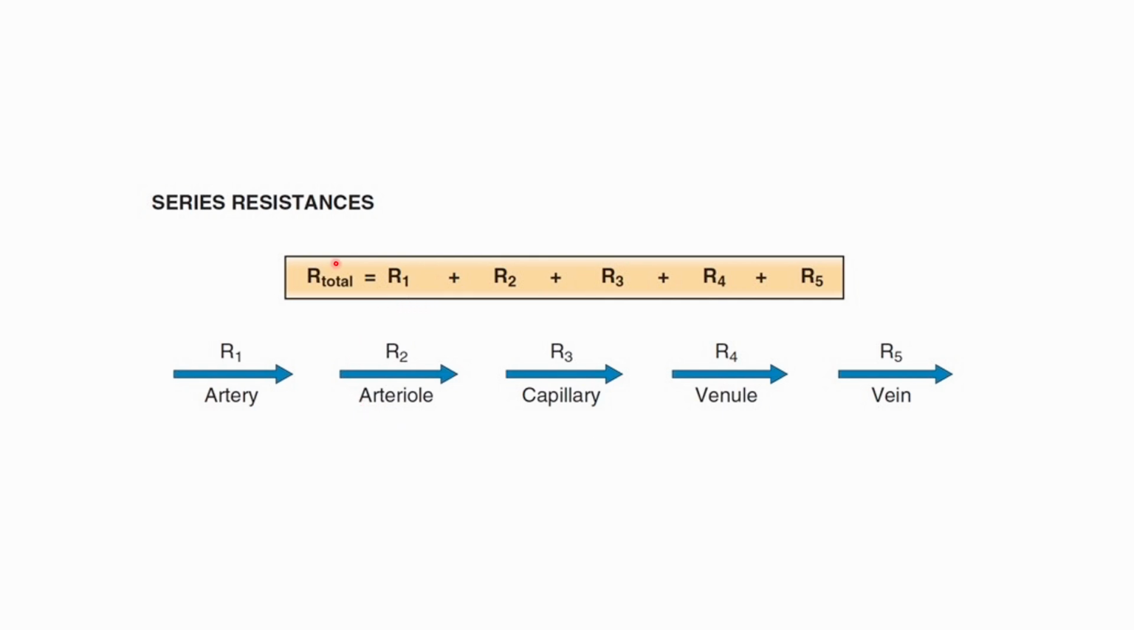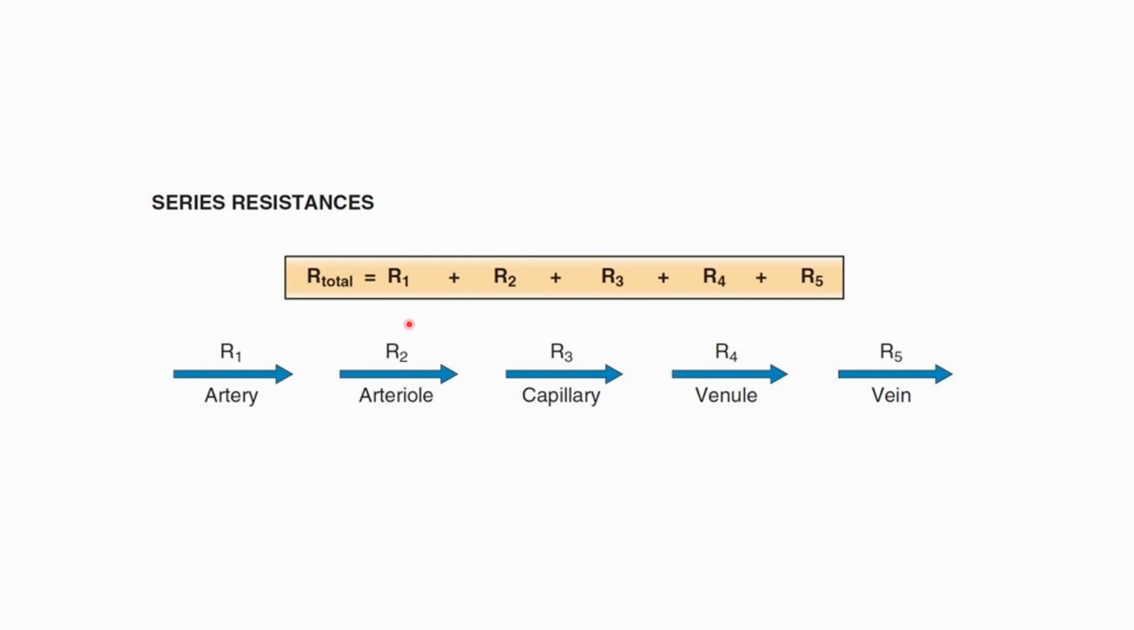So if we want to calculate the total resistance in this arrangement, it's actually the summation of the individual resistances in each of these segments. And so if we want to increase the resistance in any of these individual parts of the vasculature, that will result in increasing the total resistance.